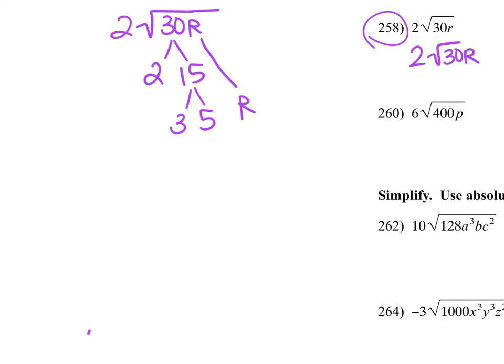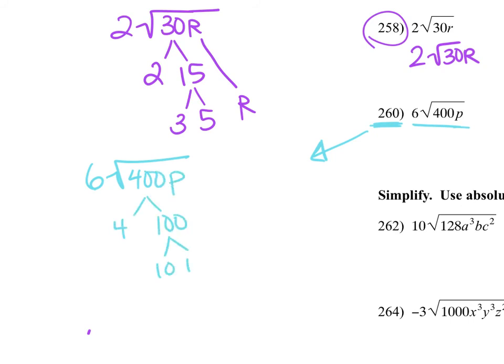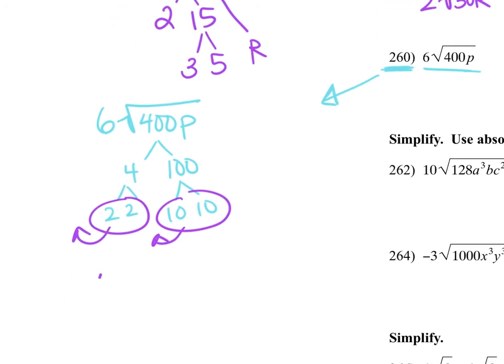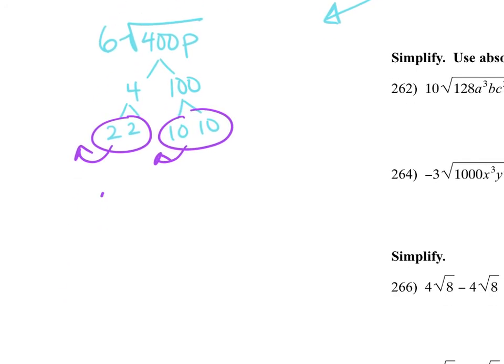Now for 260, there are couples. So let's try to bring this over here. So 6 square root of 400p. So if I break this down, I get 4 and 100. I break this down, I get 10 and 10. Break this down, I get 2 and 2. There's a couple here and there's a couple here. So one comes out and another comes out. So essentially, I have my 6, which was on the outside, times 1, 2 times 1, 10, square root.